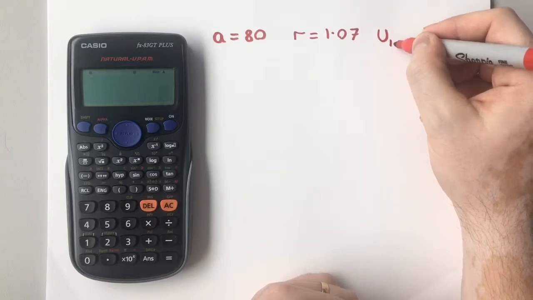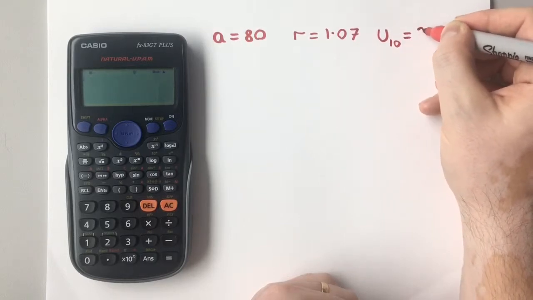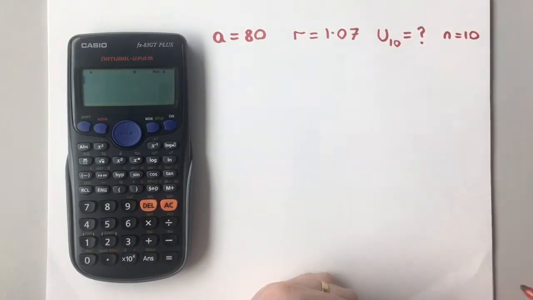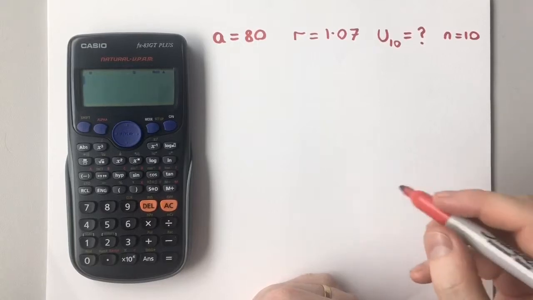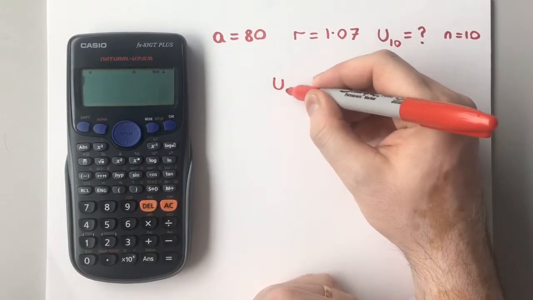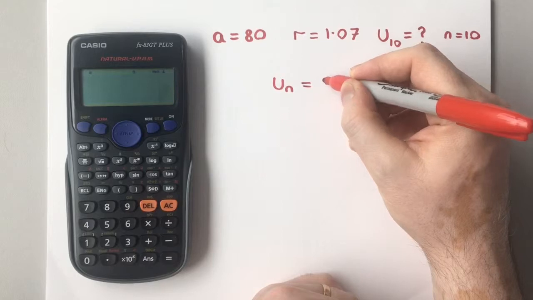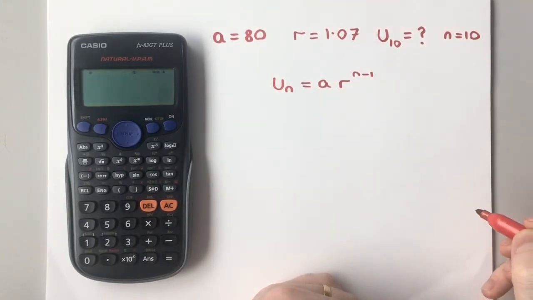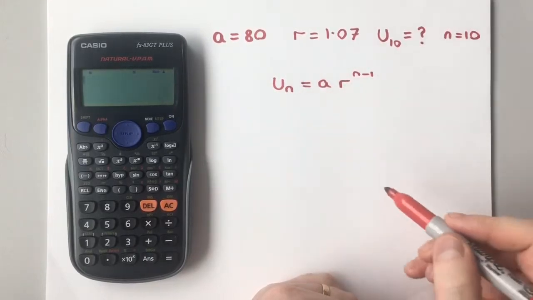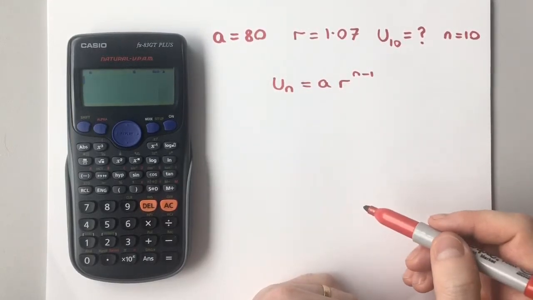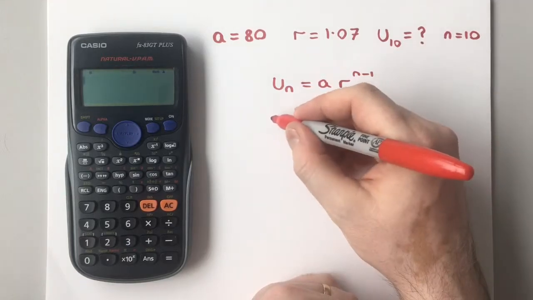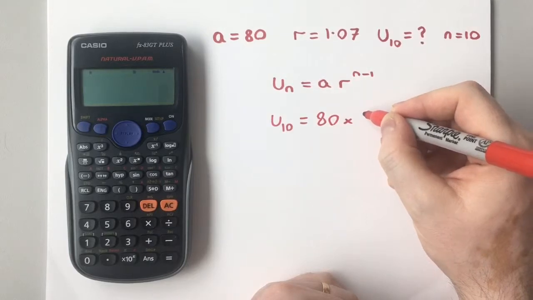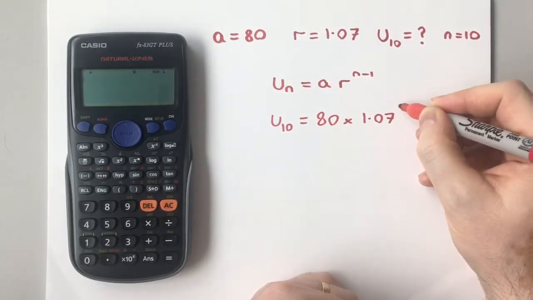We're asked to find how much is used in the 10th hour. So we know that N is 10. I now need to select my formula. The formula that I need is UN equals AR to the N minus 1. I know this because it's the only formula that gives me UN for a geometric progression. Substituting in, I get U10 equals 80 times 1.07 to the power of 10 minus 1.